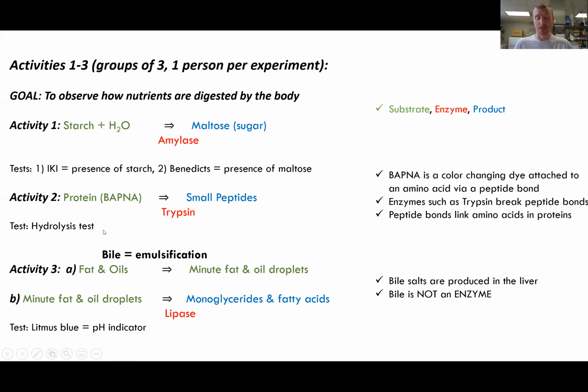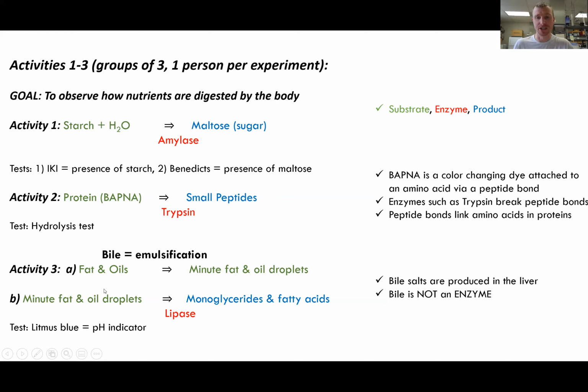Our second activity is going to be digestion of protein. We're going to be using this BAPNA, and essentially this is just attached to the protein, and when we add this enzyme trypsin to the protein, it essentially creates this color change, and then we're able to tell if it was digested, and then the end product for protein digestion are these small peptides.